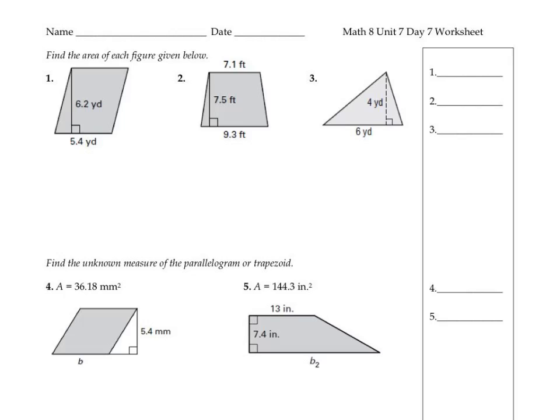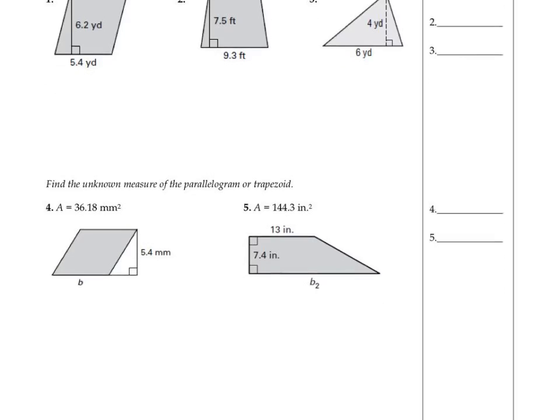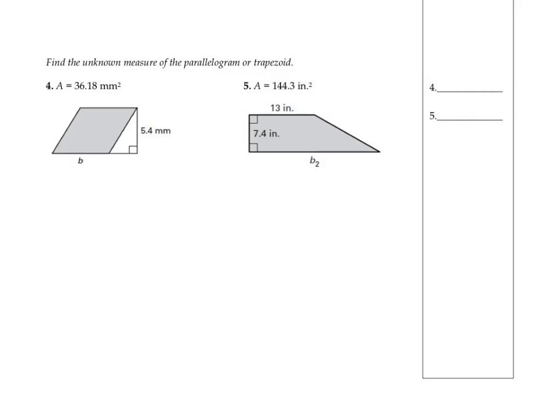Hi guys, this video is to help you with your Unit 7, Day 7 worksheet. And so the first thing we're going to look at is question number 5. The directions say to find the unknown measure of the parallelogram or trapezoid.